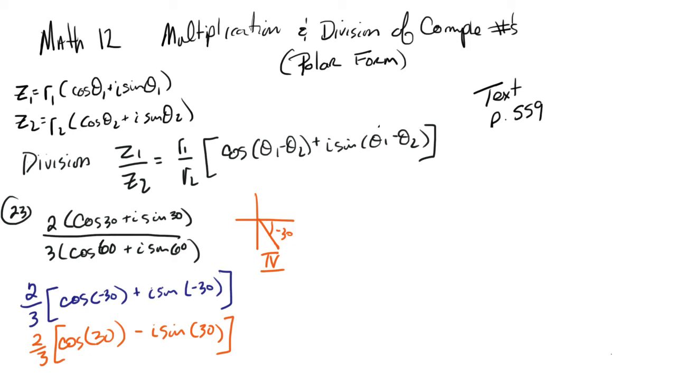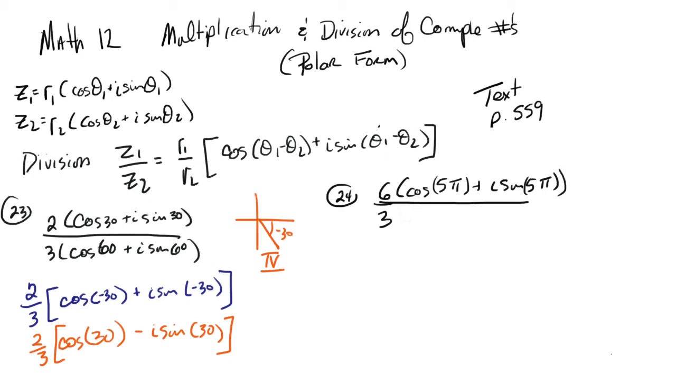That's the first one. Let's do an easier one. 24. 6 over 3 times, oopsie daisy, I'll put it all together. All right, let's try that again. Fraction. So 6 upstairs, cosine 5 pi plus I sine 5 pi. Now remember, since these are in polar form, the front angle and the back angle must match in your equation. And downstairs is 2 pi's. So cosine 2 pi plus I sine 2 pi.